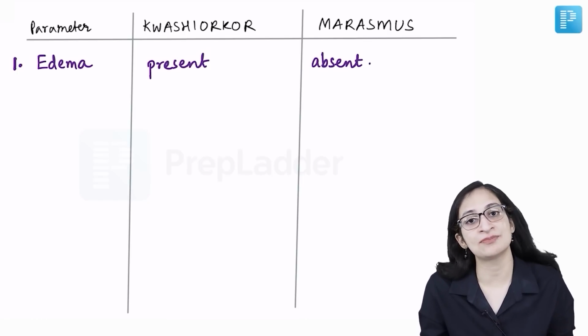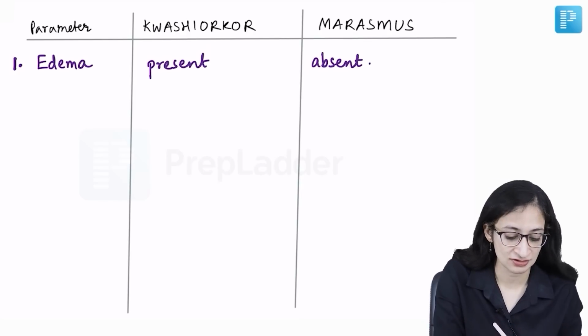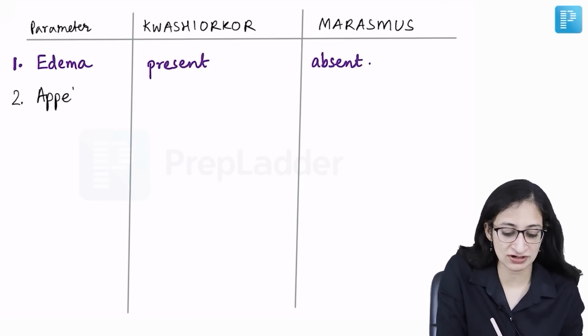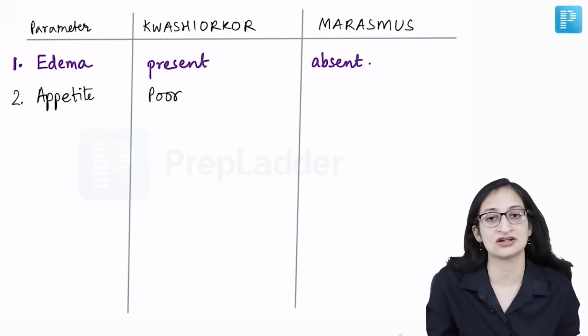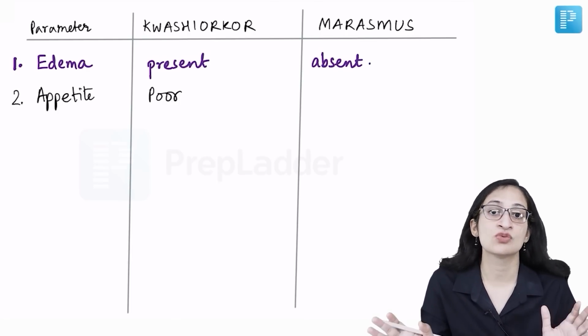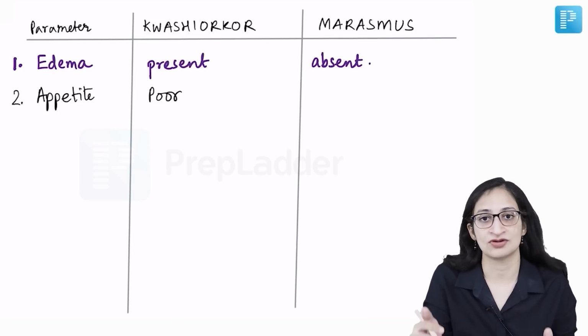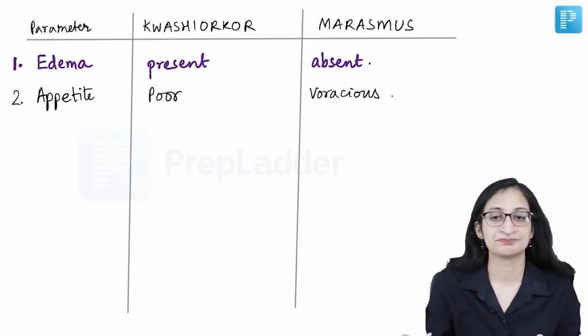Appetite. If you look at the appetite of the child, whether the child has willingness to eat or not. In Kwashiorkor, the appetite is usually very poor, and the child does not want to eat anything at all. While in marasmus, the child has a voracious appetite, that means very good appetite. He wants to eat anything that is given to him. So, the child has a voracious appetite in marasmus.